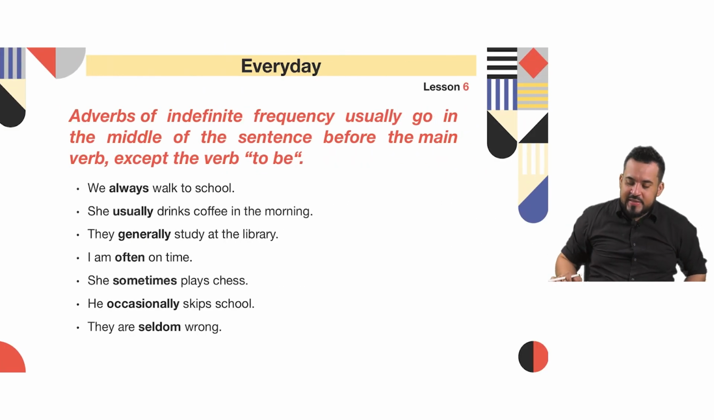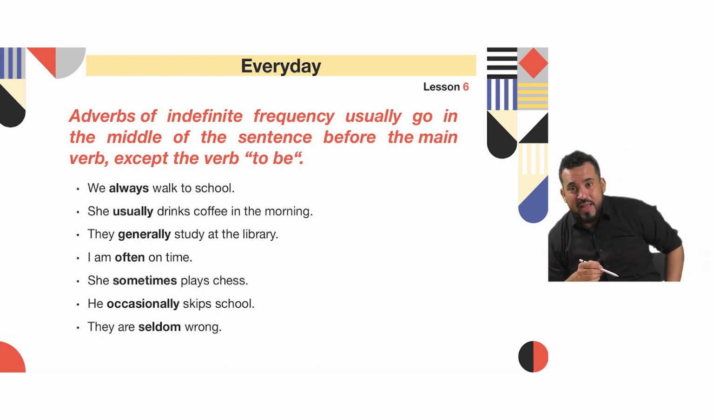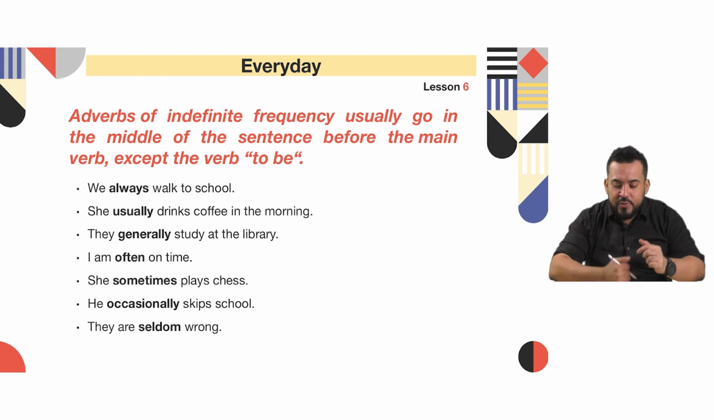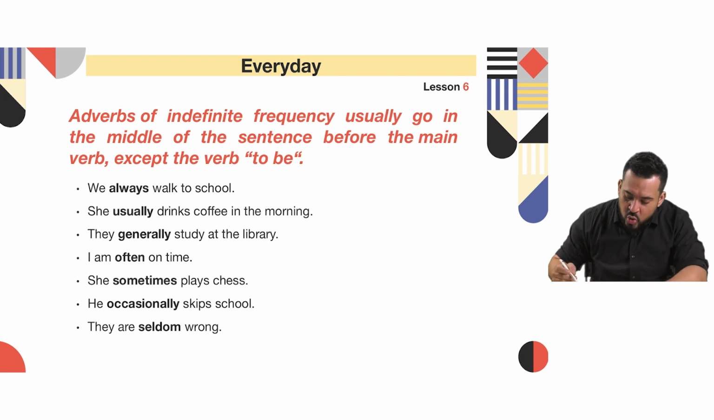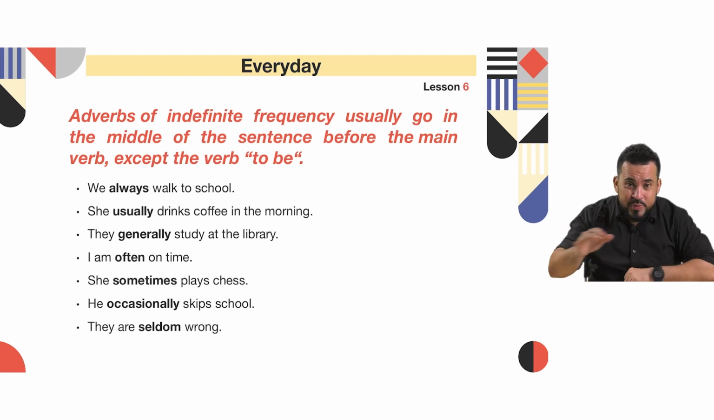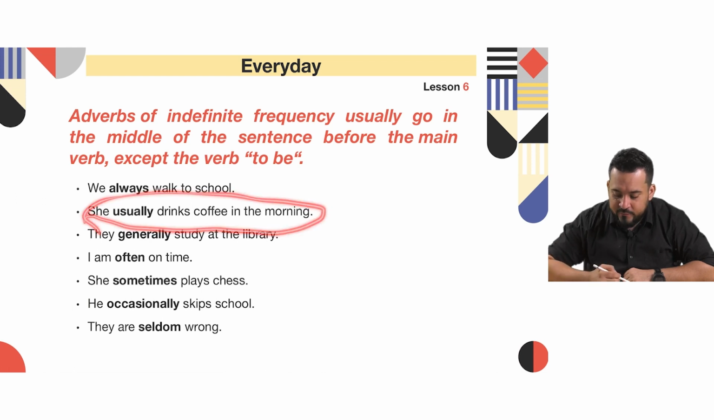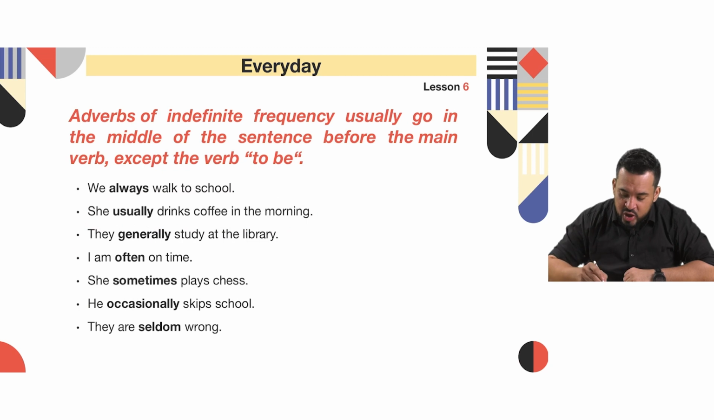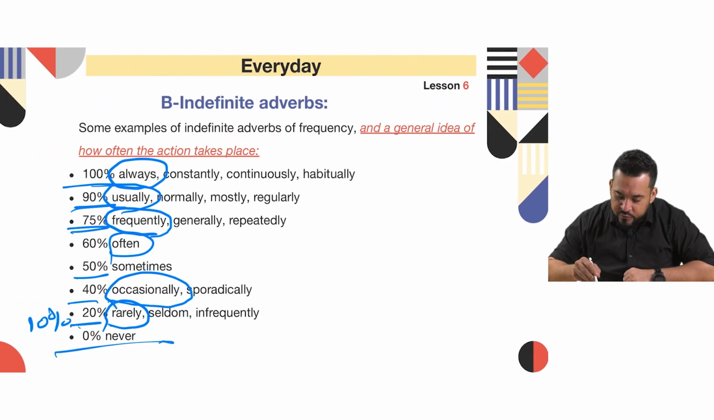All right, let's take a look at examples using the adverbs of indefinite frequency in sentences. So, we always walk to school. 100%, we always walk to school. She usually drinks coffee in the morning. She usually drinks coffee in the morning. That means 90%. They generally study at the library.